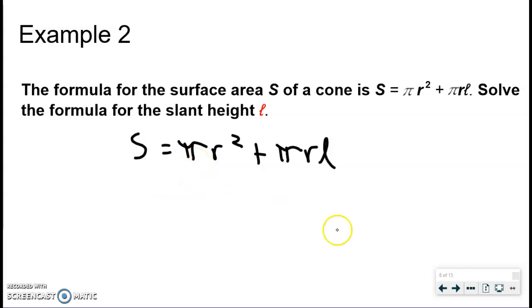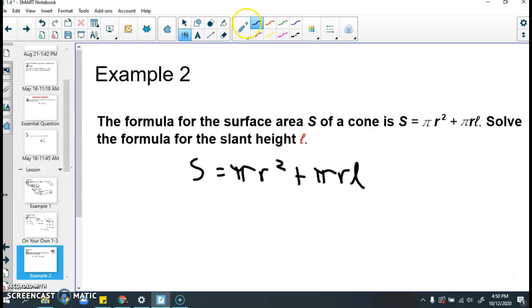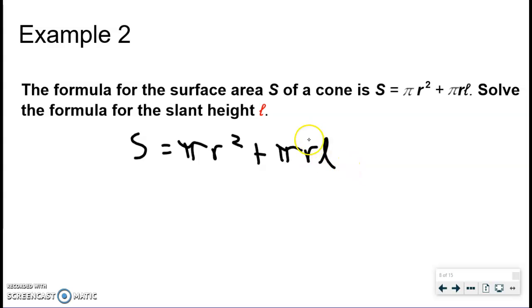And so I want to take a look at my L then and see what operations are happening to it. So if I look right where L is in here, I have a pi and an r right next to it. That shows me that this is a multiplication. Okay, so I'm going to have to undo a multiplication. And then I have the operation of addition right here, and this is what's being added. Well, to undo that, I subtract.